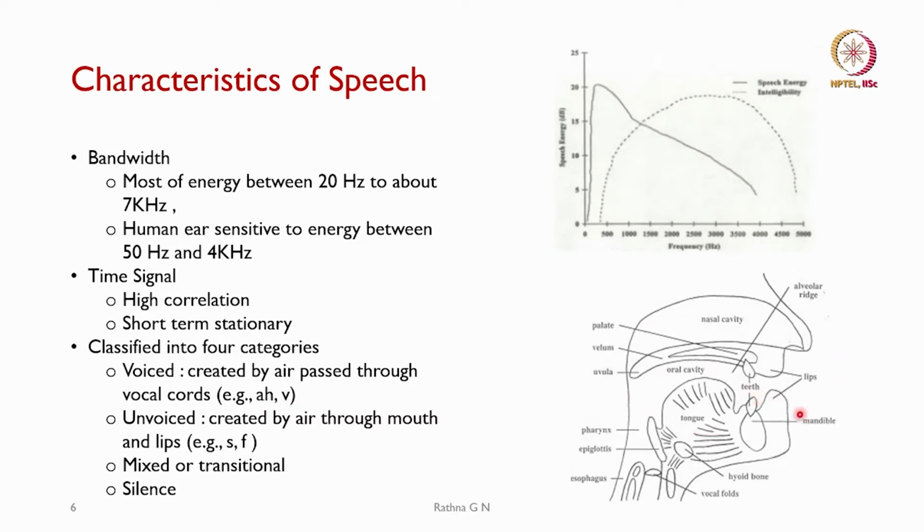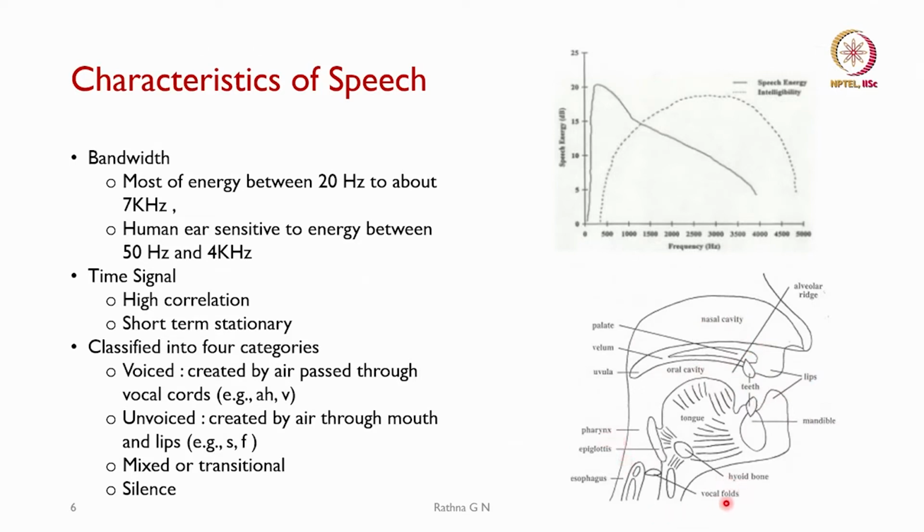So, you are seeing the speech, how our mouth is going to be considered. We have the lips here, and then the teeth here, and our oral cavity, and this is what we call the nasal cavity, and then some of the other parts, the pharynx and then the esophagus.